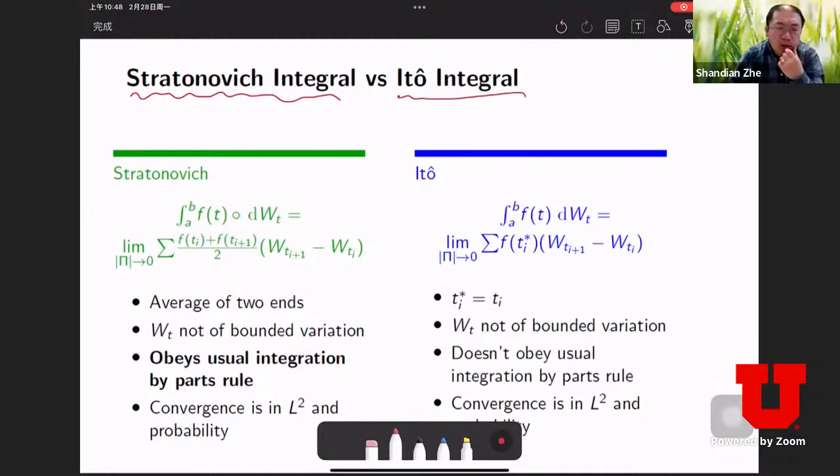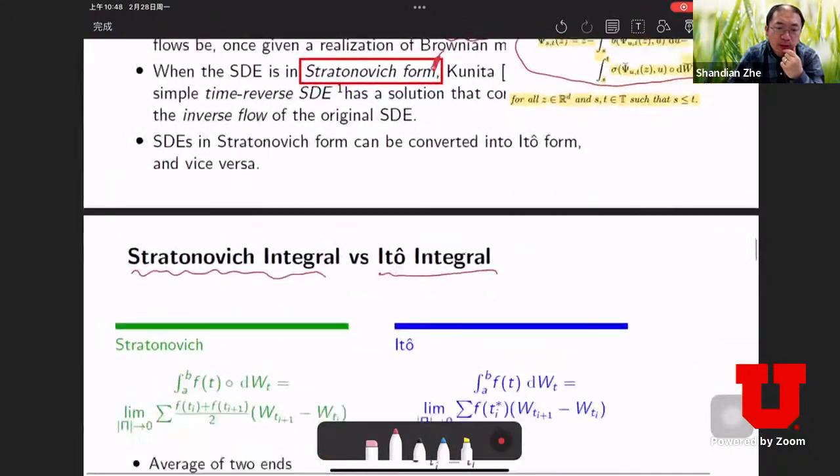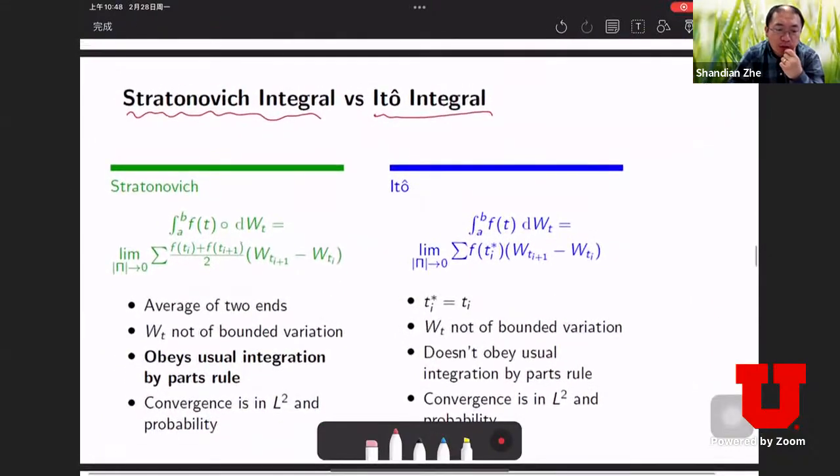Shikai, one second. What do you mean by time reverse SDE? So you can integrate the same SDE, you can solve the SDE backward. Yes.